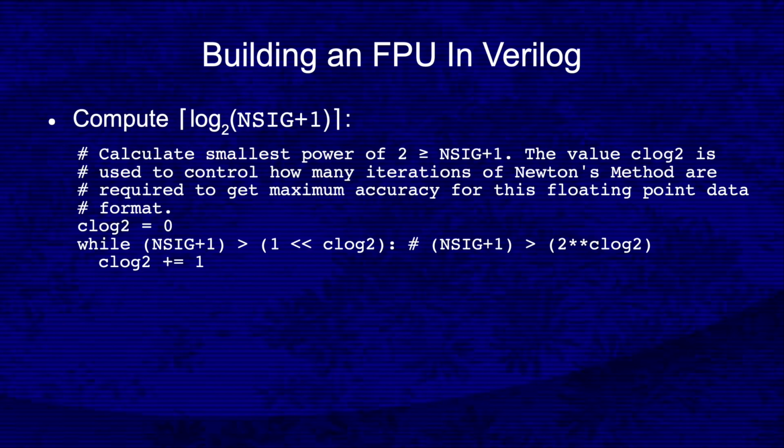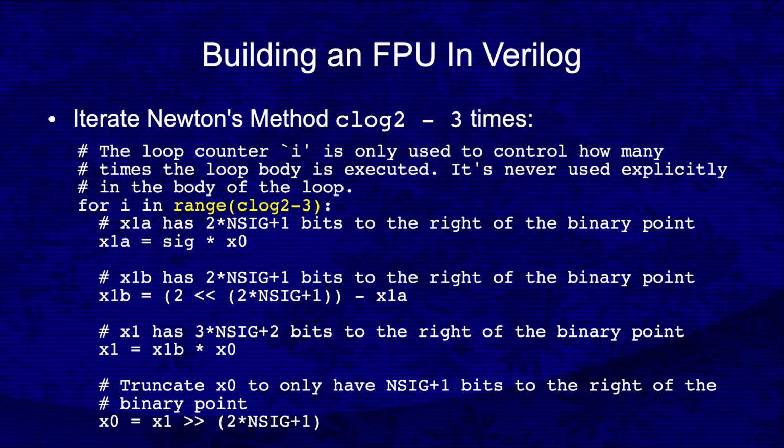Now the code computes the ceiling of the log base 2 of nsig plus 1. That is, the Python prototype code emulates the behavior of the SystemVerilog function $clog2. The Python code then uses the clog2 value to control how many iterations of Newton's method need to be performed for the binary 32 floating point format. The benefit of using a loop for each iteration of Newton's method will carry over from the prototype code into the Verilog version of the circuit.